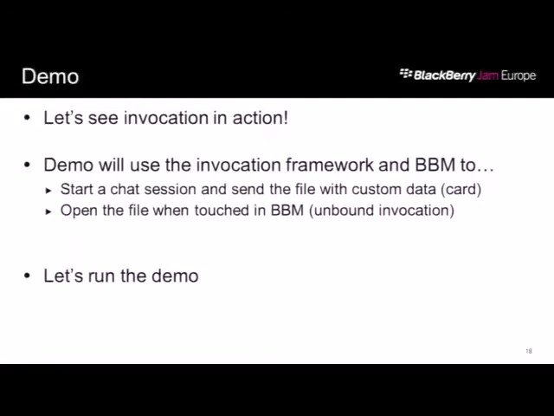So we're going to do a demo here of invocation. We're going to do two types of things here. We're going to invoke the BBM application to send a file to another device. And on another device, we're going to open that file right from BBM. That's going to invoke our application that we've registered to that custom file type. And then we'll see it in action here.